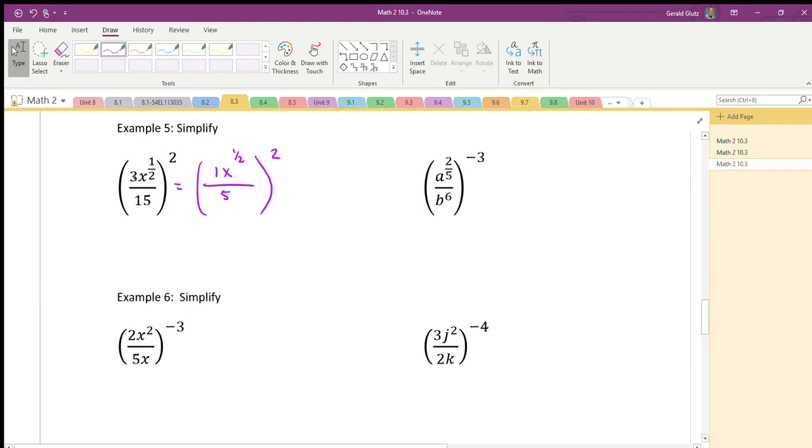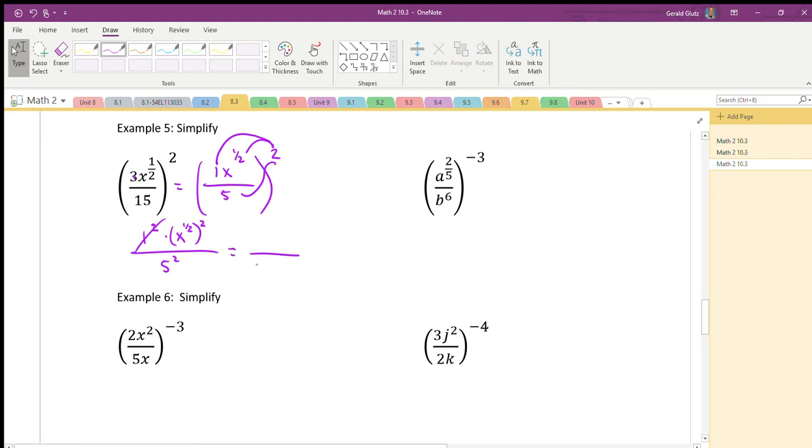So that's going to make it a lot easier for us to apply this exponent now. Since we have a fraction in parentheses with an exponent, this exponent has to go to every single term inside of the parentheses. So I'll have 1 squared times x to the 1/2 squared divided by 5 squared. 1 squared is just 1, so that's going to go away because 1 times anything is just itself.